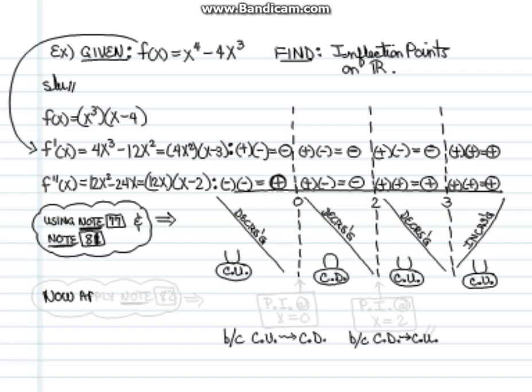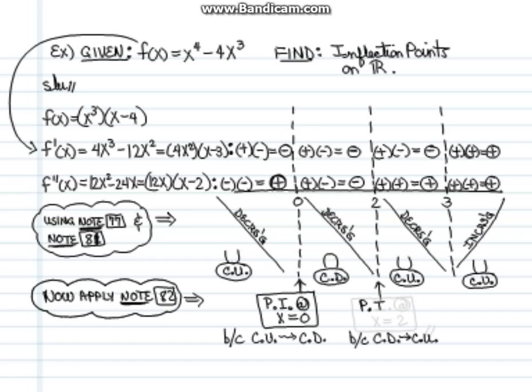So we'll be able to draw our conclusion reading note 82, and that is the inflection points. When we change concavity, we get an inflection point. Now, we change from concave up to concave down at x equals 0, so that's a point of inflection. We change from concave down to concave up at x equals 2, that is a point of inflection. But for this last point, x equals 3, we didn't make any changes in concavity. We went from concave up to concave up. That is not a point of inflection. So our two points of inflection occur at x equals 0 and x equals 2.